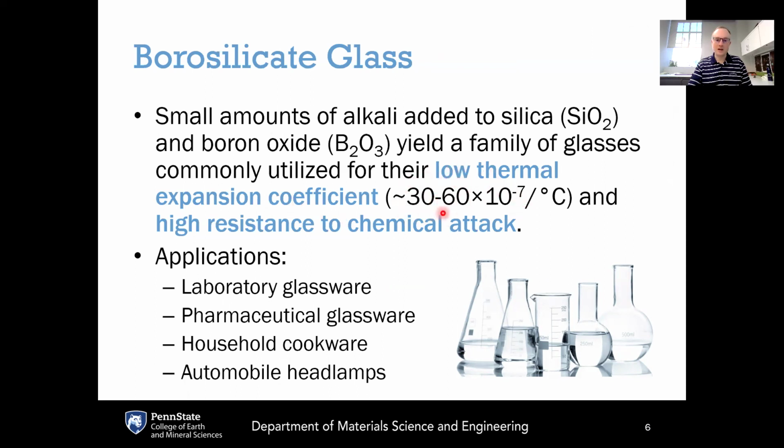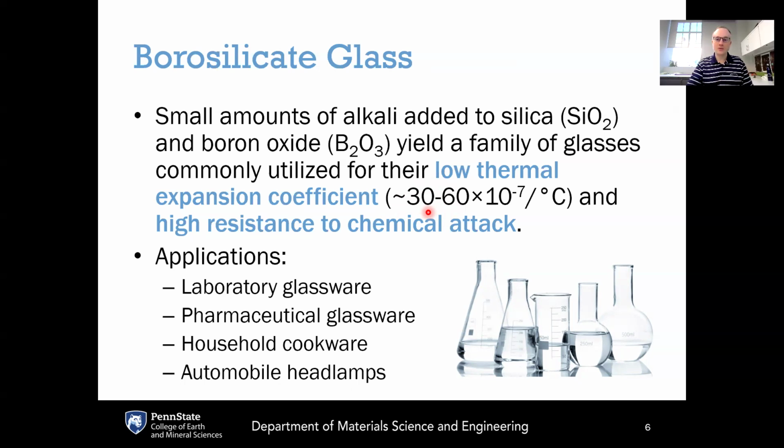Depending upon the exact composition, the thermal expansion coefficient can be between 30 and 60 times 10 to the minus 7 per degree C. Most of the commercial borosilicate glasses fall at the low end here, at around 30 times 10 to the minus 7 per degree C. So the thermal expansion coefficient of borosilicate glass is about a third of that of soda-lime silicate, which means that it has about 3 times better thermal shock performance compared to soda-lime silicate.